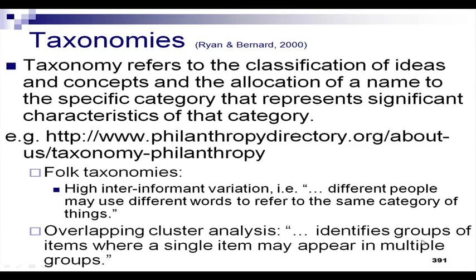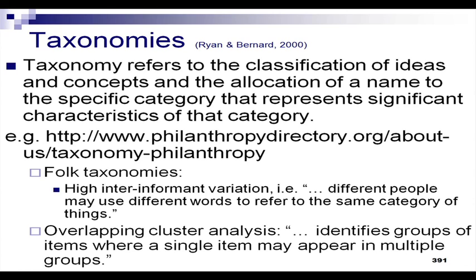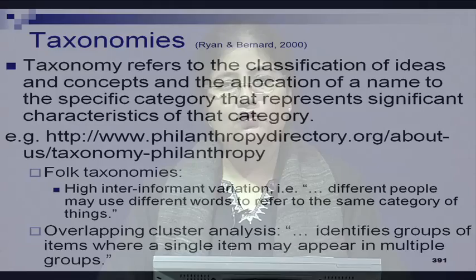Okay. Now, we also have something called folk taxonomies. Folk taxonomies refer to taxonomies related to folk life or rooted in the folk environment. The problem with these taxonomies is that there is high inter-informant variation. That is, different people may use different words to refer to the same category of things. When we talk about human beings, when we talk about the natural world, when we talk about the social environment, we are talking about something very, very dynamic, very, very complex. So, it is not always possible, it's rarely possible.